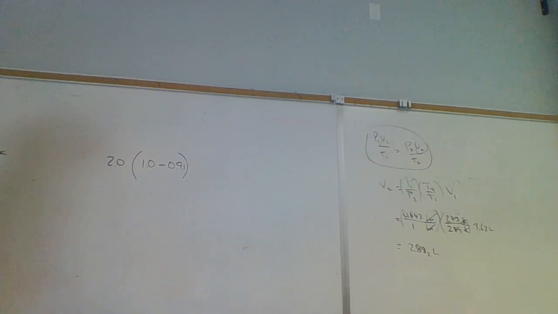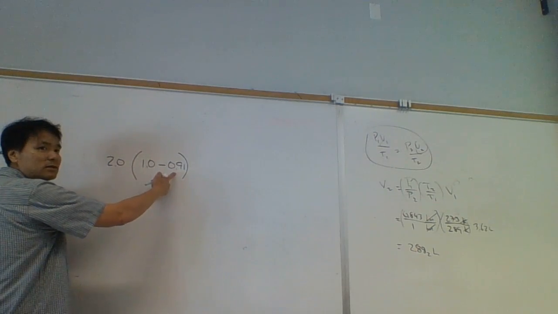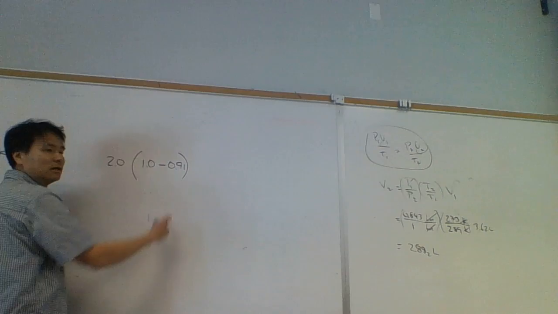Two sig figs in my final answer? Anybody else have a different number, or everybody gets 2 sig figs? This is a bit of a trick question because it looks like everything has 2 sig figs, so we expect 2 sig figs at the end.